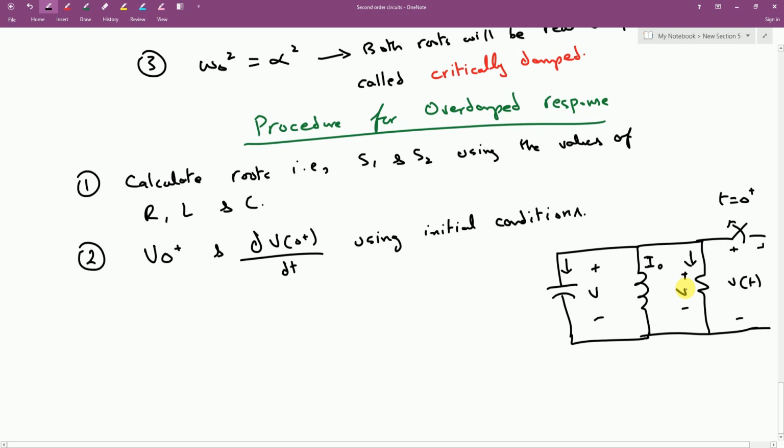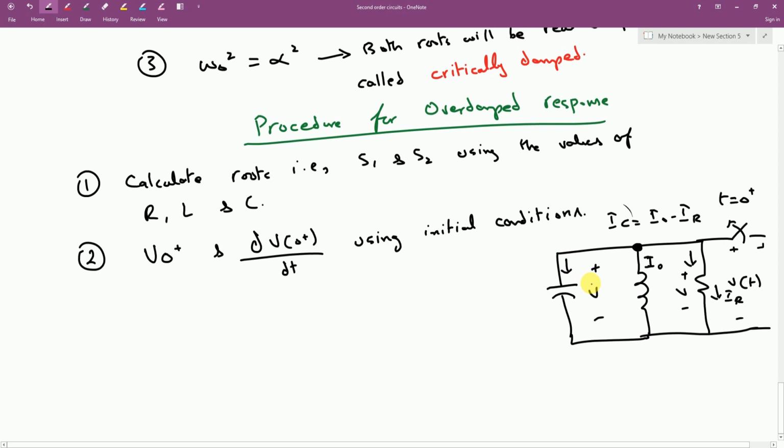So based on that, we can find out the current IR which is flowing in this resistive branch. Now if I apply Kirchhoff's current law at that particular node, then IC is equal to I naught minus IR, and based on that I can get the value of this IC. Because you should never forget that the current through a capacitor can change instantaneously. Therefore, the current through this capacitor will change instantaneously.